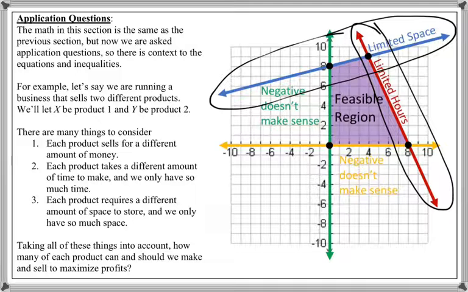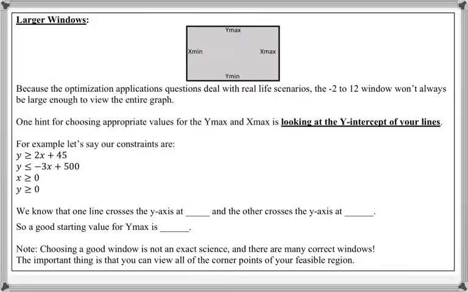So, our feasible region is limited by space and time, as well as, for most application questions, negatives don't make sense, so the axes are also constraints. Because the optimization application questions deal with real-life scenarios, the -2 to 12 window won't always be large enough to view the entire graph. So one hint for choosing appropriate values for the y-max and the x-max is looking at the y-intercept of your lines.